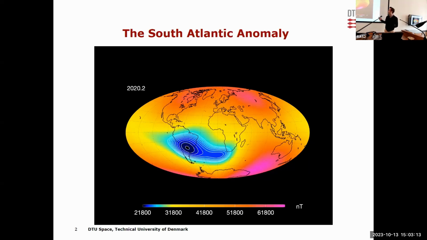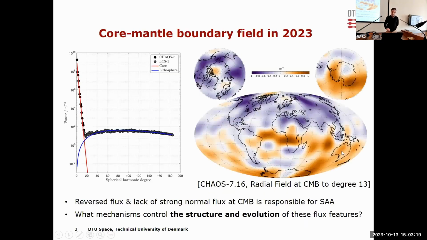So the question, of course, is, well, what's responsible for this? What's the origin of this? So to answer that question, we have to go down to the source of the core field at the core-mantle boundary. And there's a slight complication there, and that's that we can only access the large-scale part of the core field because beyond spherical harmonic degree 13, we have the lithospheric field also involved, which is shown in this power spectrum of the magnetic field as a function of spherical harmonic degree on the left side.